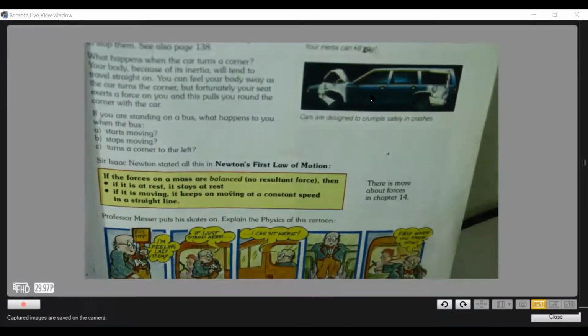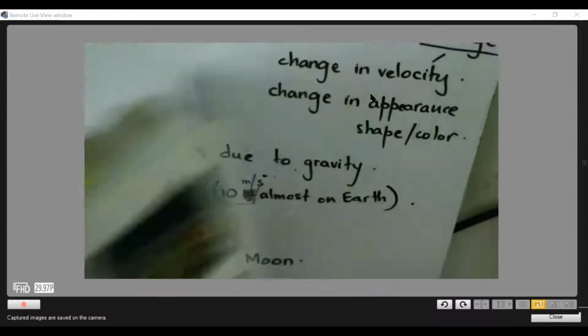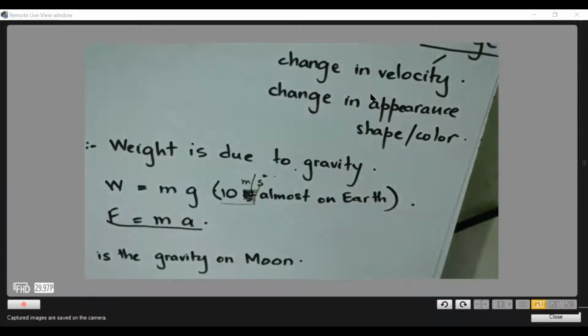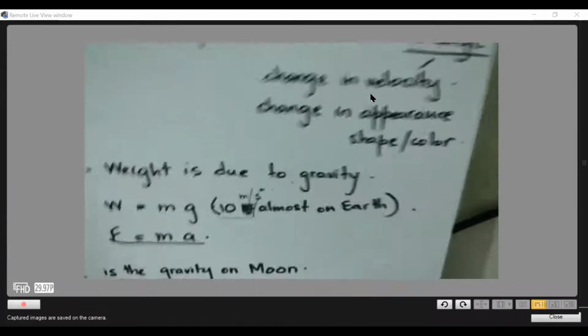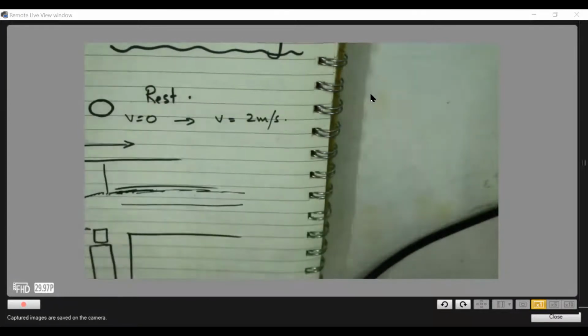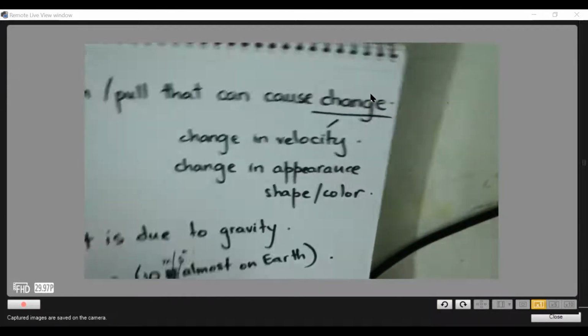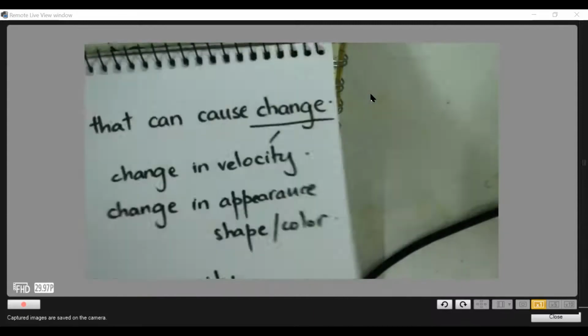Then I think let's move on to the spring. Extension of a spring. I think we have discussed inertia enough. Okay, what is extension?